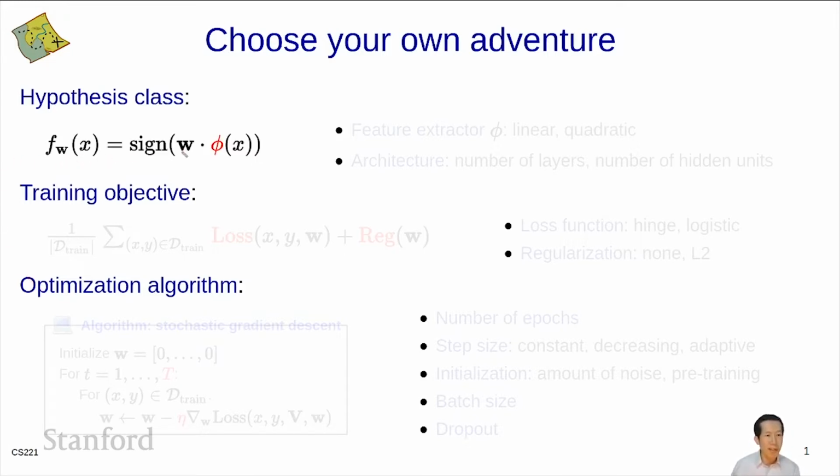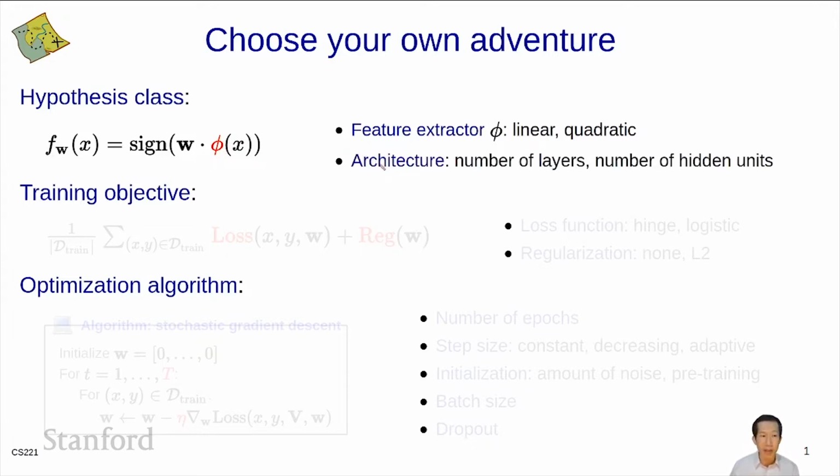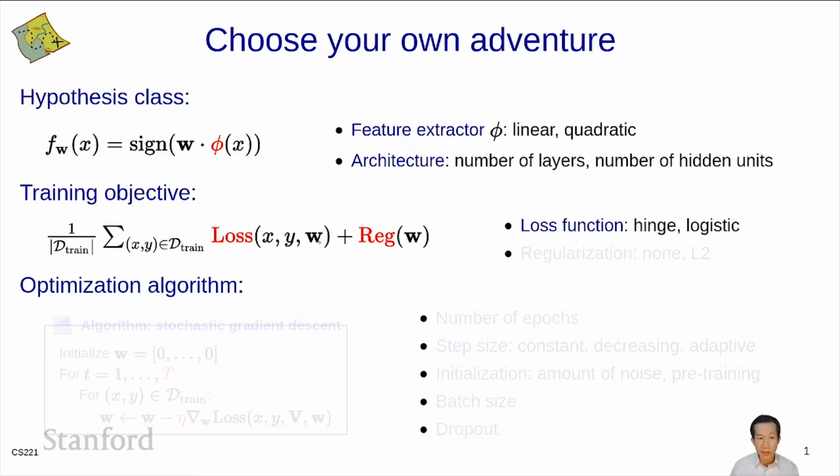So for the hypothesis class, you have to specify the feature extractor phi, new features, quadratic features, and you also have to specify the architecture. A linear predictor, or to use a one-layer neural network or a two-layer neural network, and how many hidden units do you have when you have a neural network. So for the training objective, there's a question of what should the loss function be, the hinge loss or the logistic loss, and then what about regularization? Do you use regularization? What should its strength be?